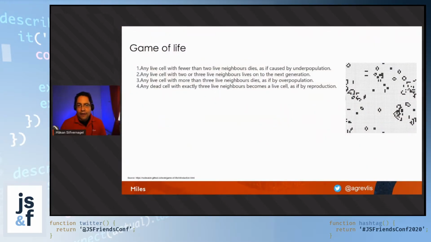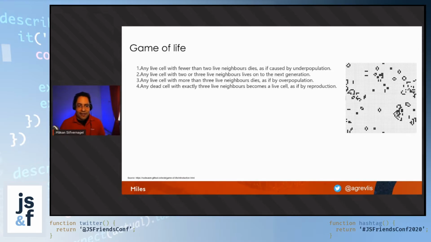So first, I'm going to go through the rules for this game of life application. The rules of the game of life is that you have a simulation which takes place on a board with some different cells. And then there are some rules: if you have any live cells with fewer than 2 live neighbors, it will die as if caused by underpopulation.